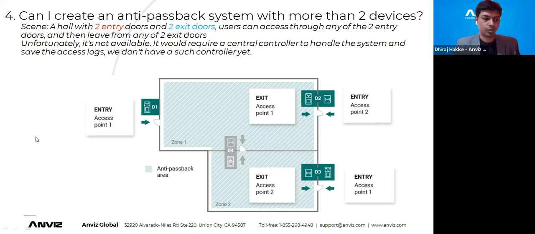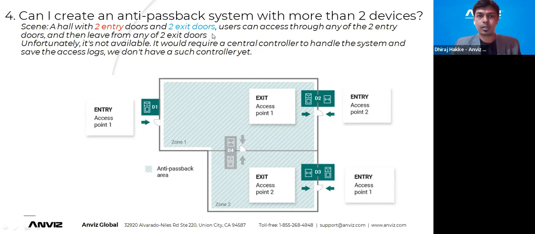As per my understanding, we can use anti-passback for a local premises, or we can use it for multiple doors at a time. Let's say this is a hall where we have multiple devices or doors: door one, door two, door three, and door four. There are two options for using anti-passback: on a single door or on a single premises. Here, a hall with two entry doors and two exit doors: the user can enter through either of the two entry doors and leave from either of the two exit doors. This is the feature of global anti-passback.